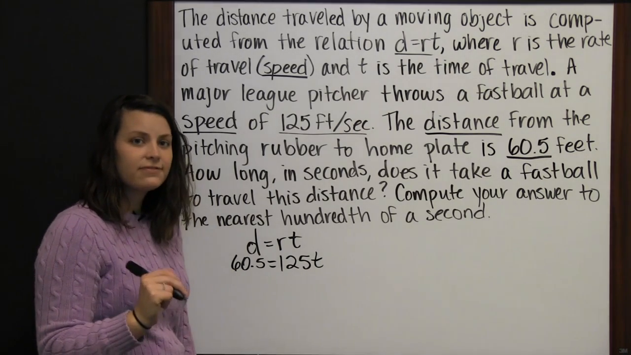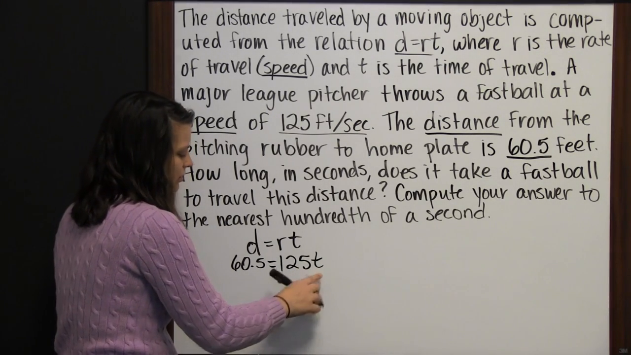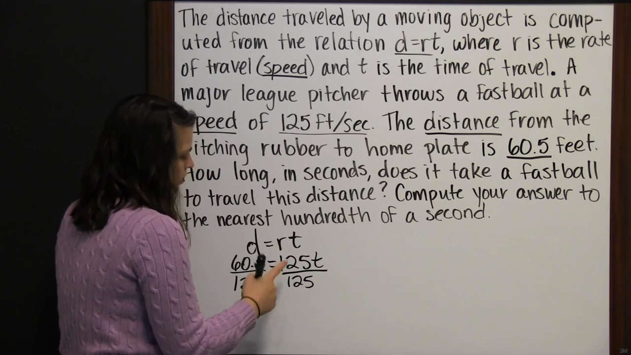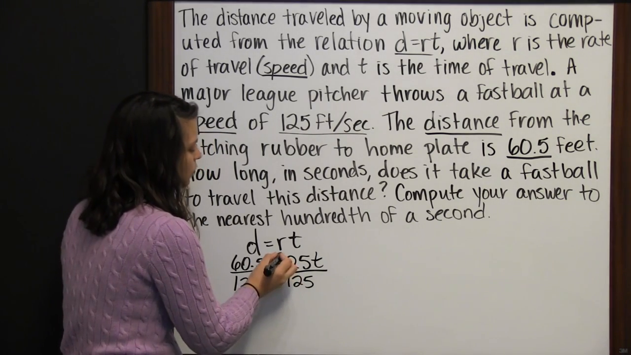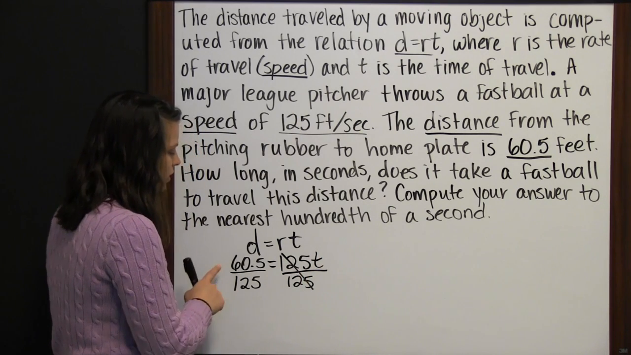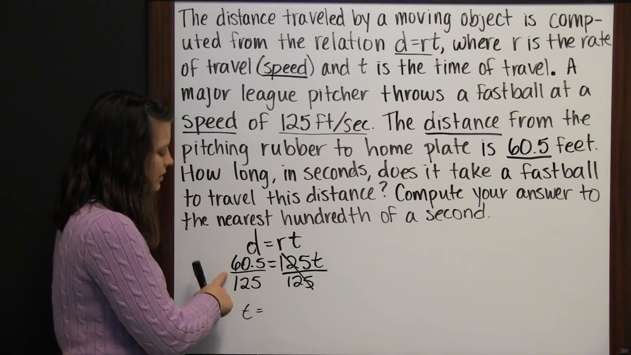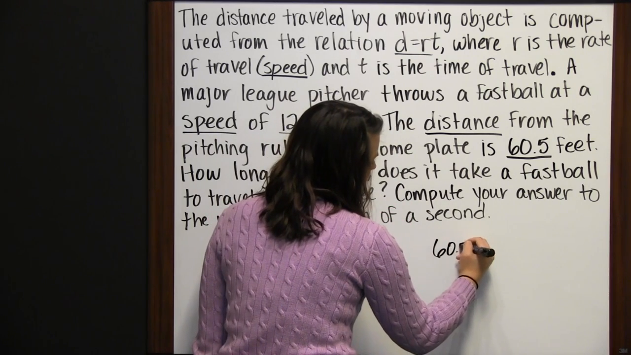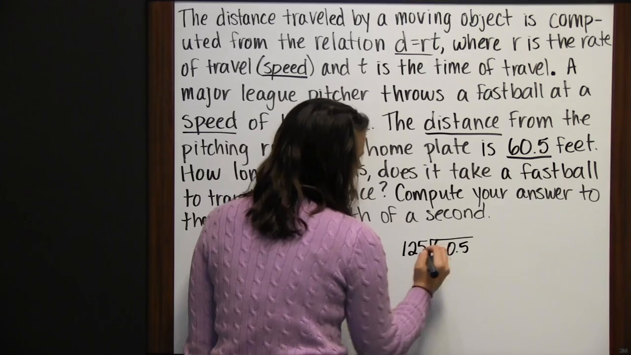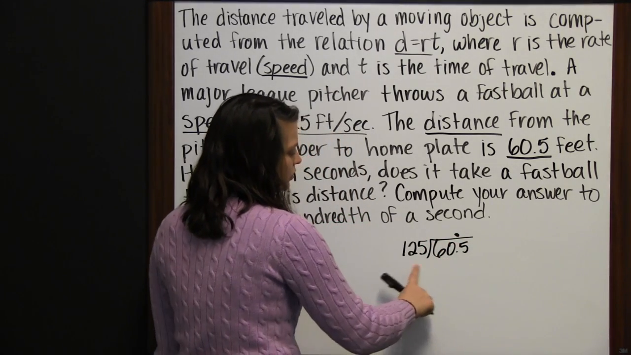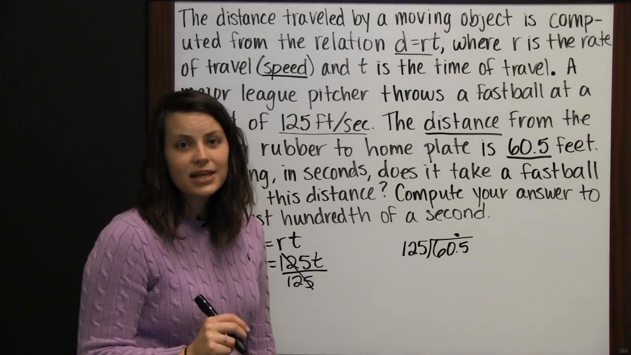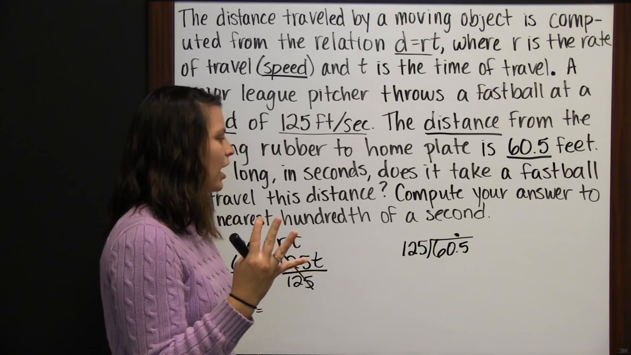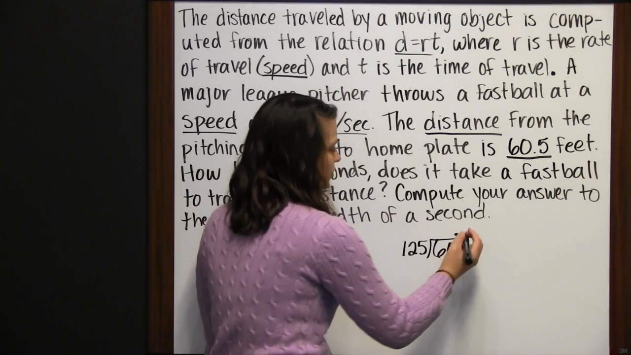So in order to find T, to find time, we need to solve for T by dividing both sides by 125. 125 divided by 125 is 1, times T is T. So to find our answer, we need to divide 60 and 5/10 by 125. So I'll work it over here, 60 and 5/10 divided by 125. So that decimal goes right there. 125 does not go into 60, but it does go into 605. So you've got 125, 250, 500, and then one more time would be 625, so that means it only goes 4 times.